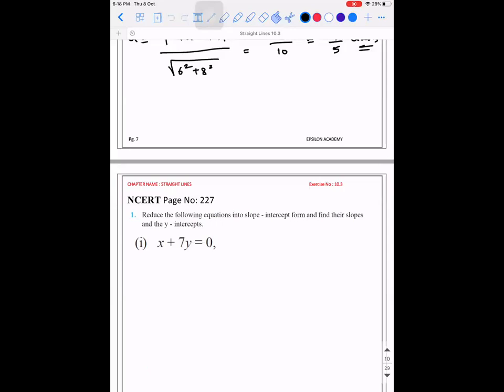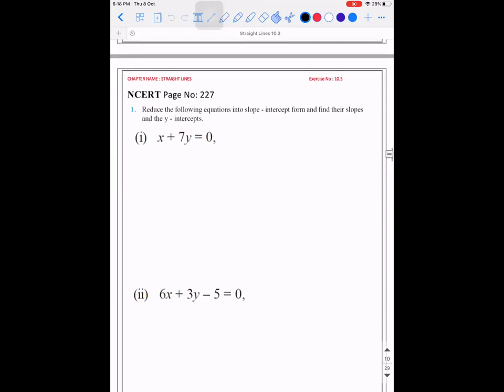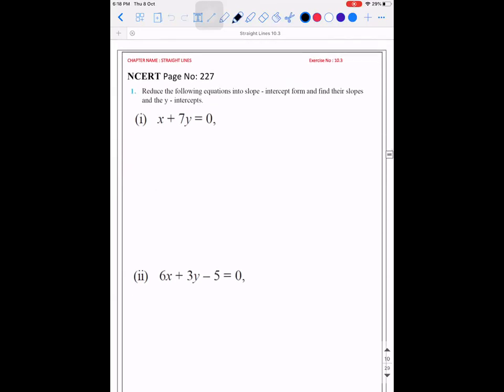So listen. We were discussing 10.3. We'll discuss a few more problems, and then we'll go to the last concept that is left out: how to convert a given line ax plus by plus c into a normal form. We will see how to do that. Now before that, reduce the following equations into slope-intercept form and find their slopes and y-intercepts.